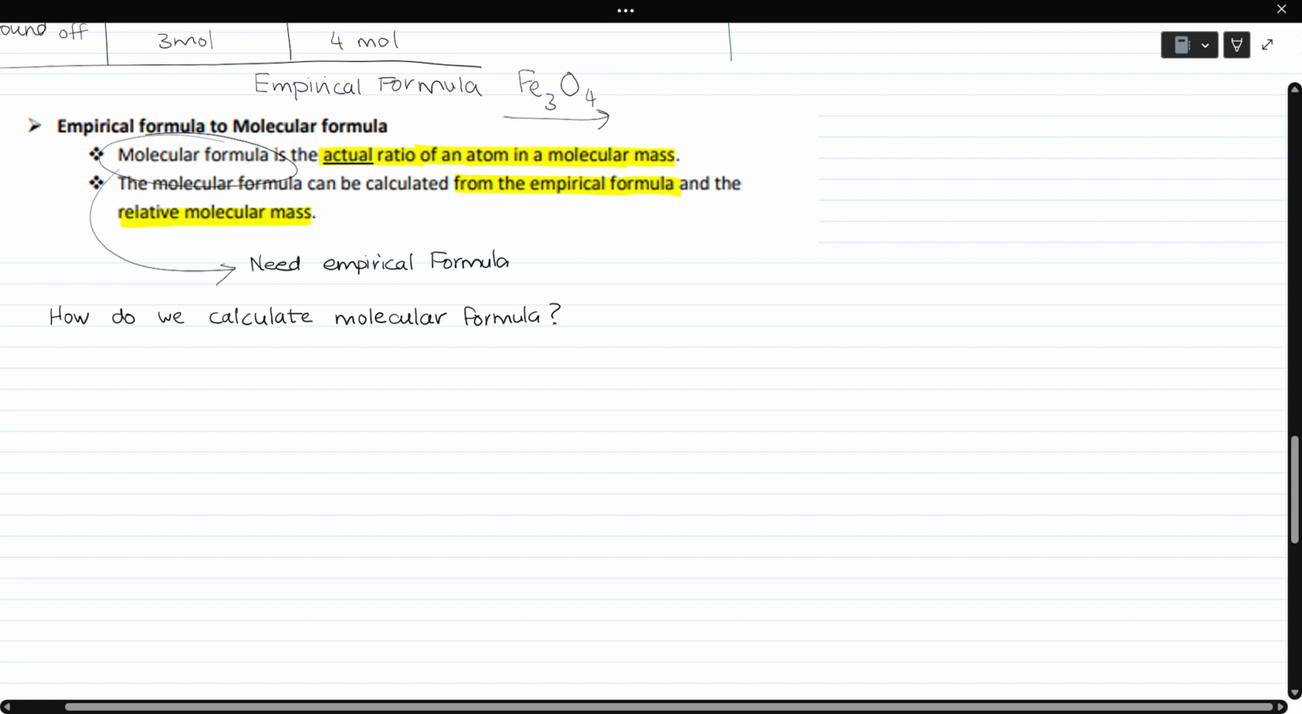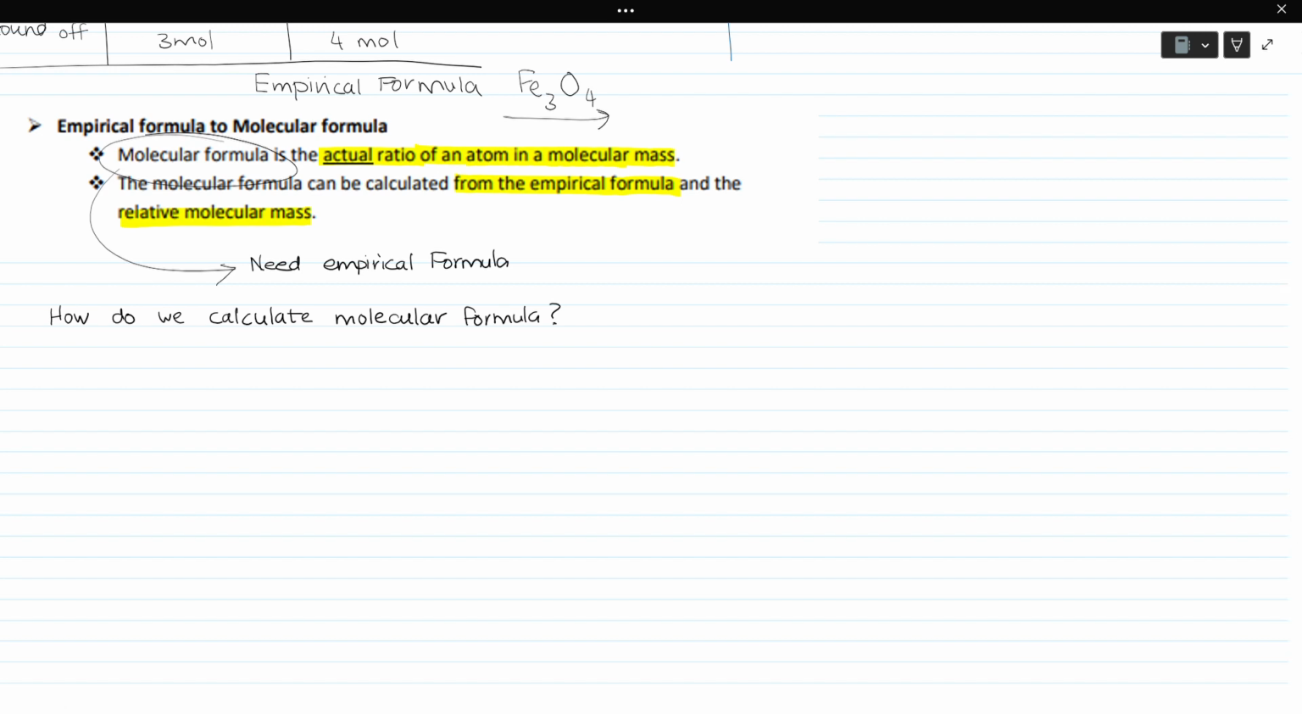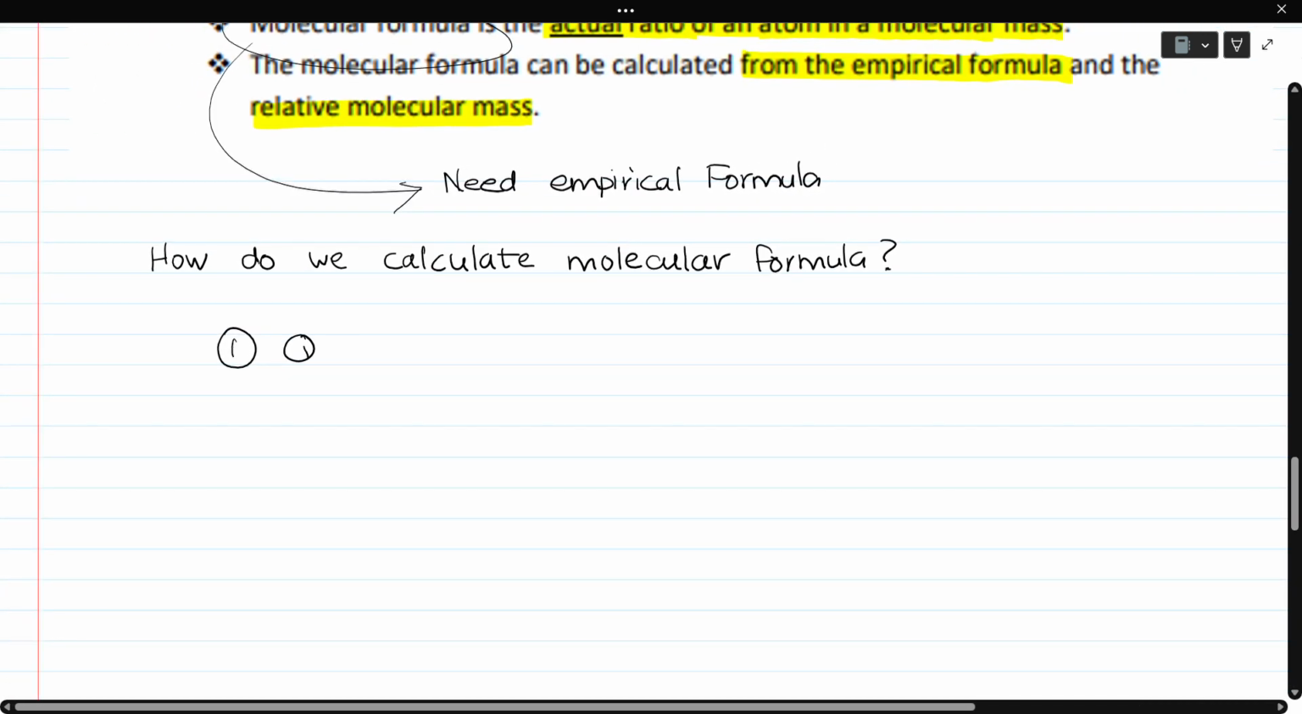Okay, so I think I'm going to give you the steps first before we actually do the example, and then after the steps you'll be able to follow. So the first thing to take note of is that when you're calculating molecular formula, in the question, they will give you the empirical formula.